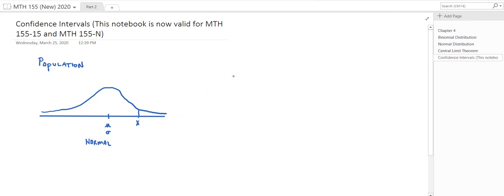But we could have other types of distributions. They could be any shape.